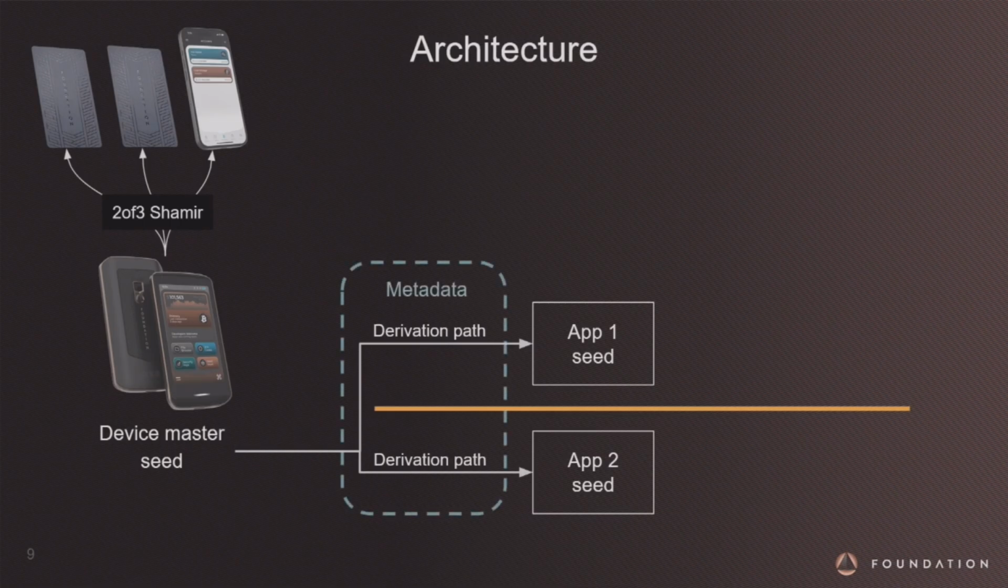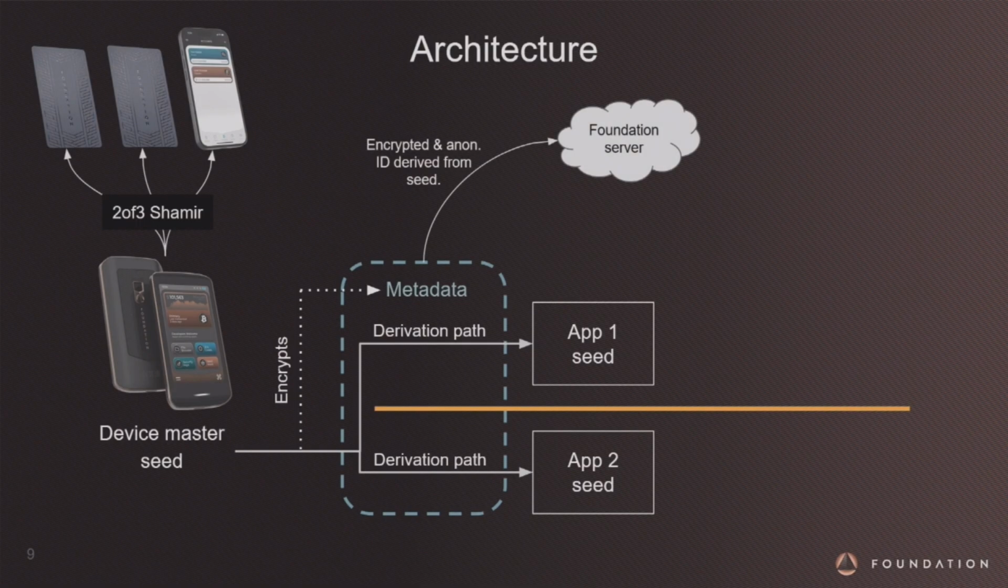We then store those seed derivation powers issued to each app as metadata. Then we encrypt that metadata with the device master seed. And then we back that up on Foundation's cloud, if you want to, privately identified only by a hash derived from the seed, because we don't want to know who you are.